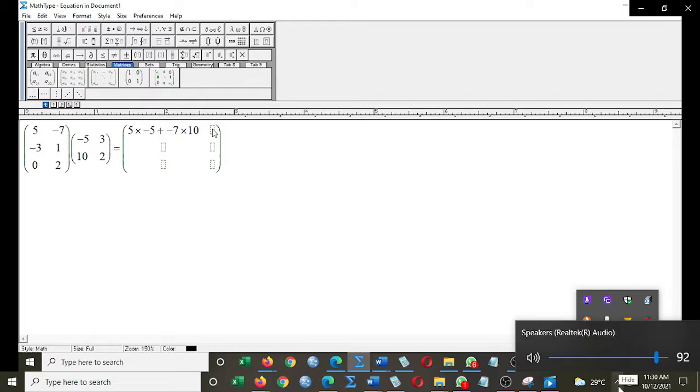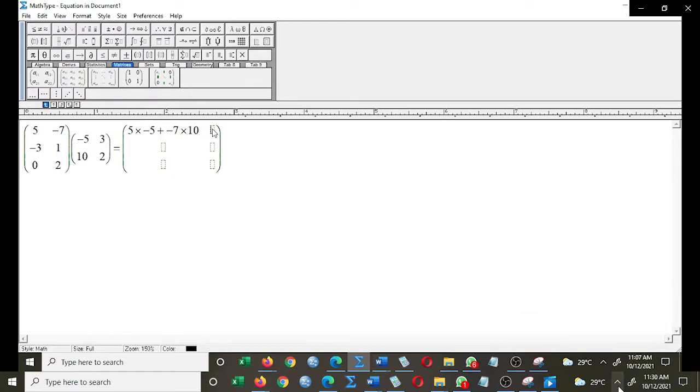So 5 corresponds to whom? We have to use the same 5, isn't that so? Yeah, you have to go back and use it, exactly. But it's a different column now. So we have 5 times 3, and -7 times 2. Now we want the second row.